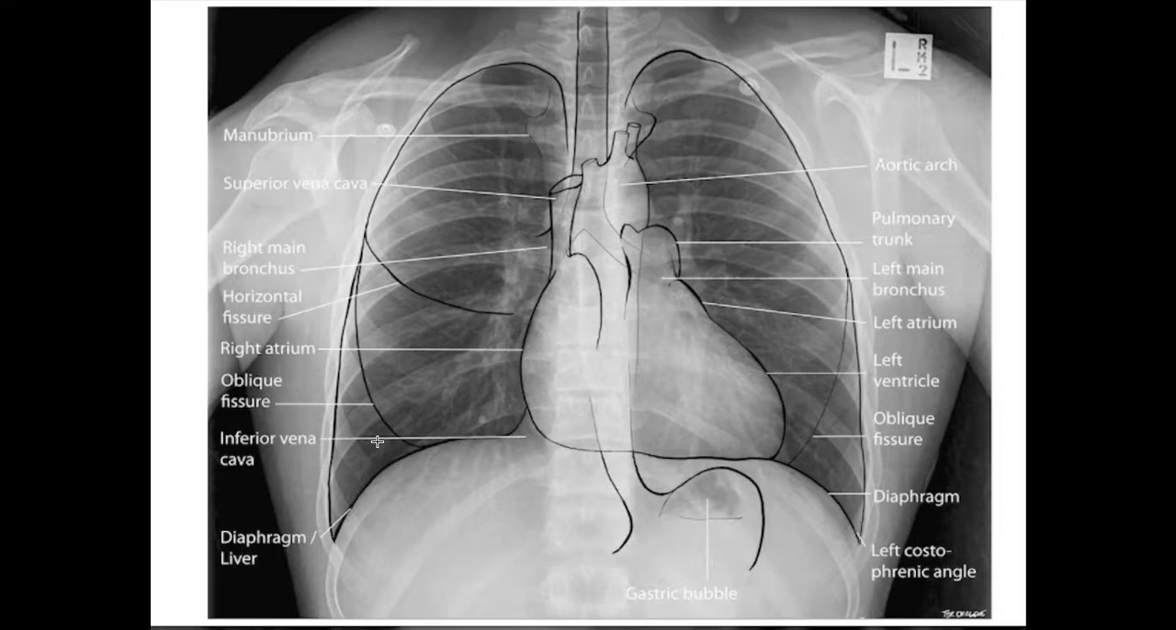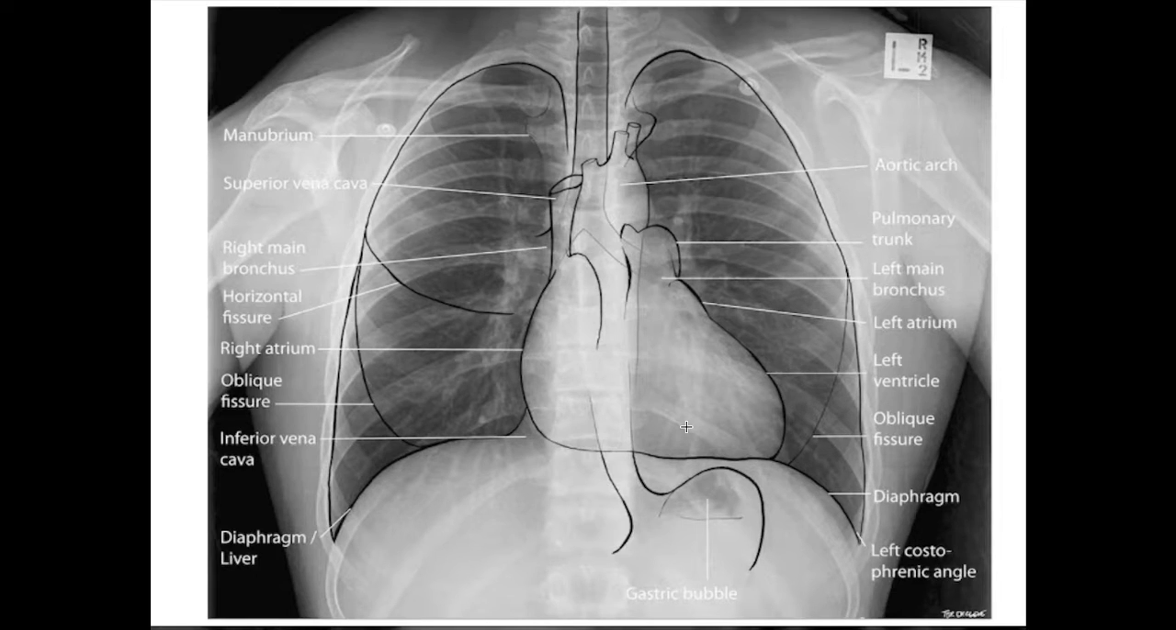Second of all, we have the mediastinal area. The mediastinum is the area situated between the right and left lung. It's composed of the heart.